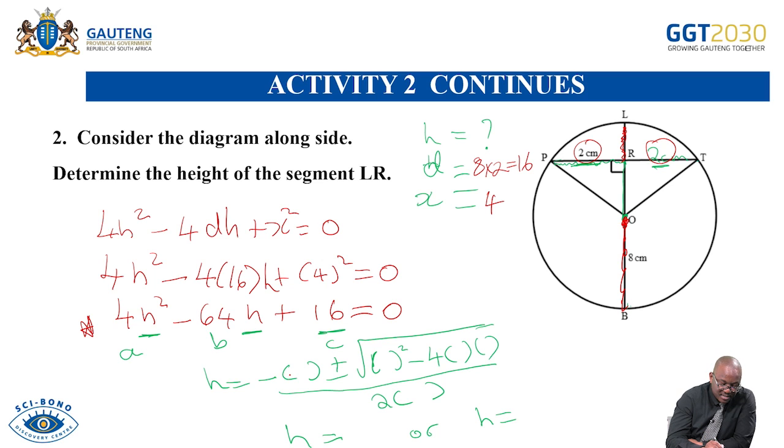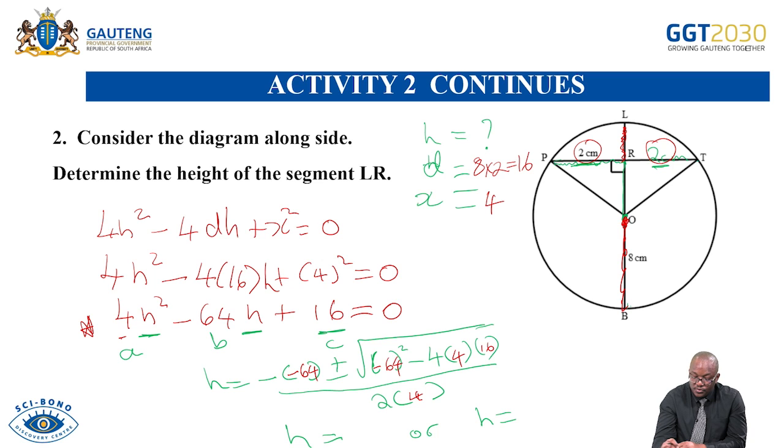The quadratic formula says negative b, which is going to be negative 64. Our b, remember, is negative 64. And then our a is 4, and our c is 16. And our a is also 4. So now we are punching in our quadratic formula as negative 64 plus or minus the square root of negative 64 squared minus 4 into 4 and 16, divided by 2 into 4.